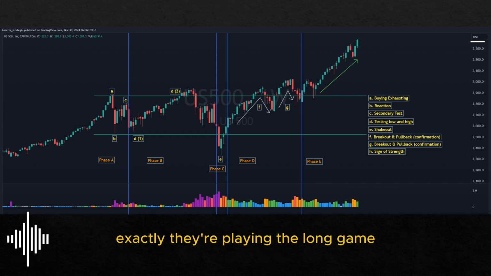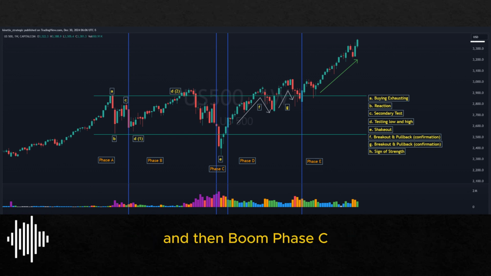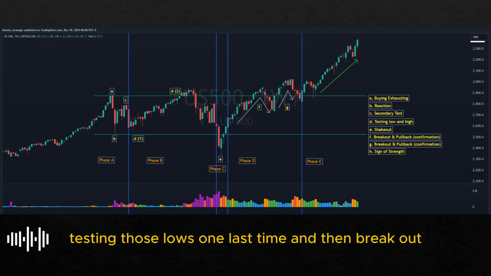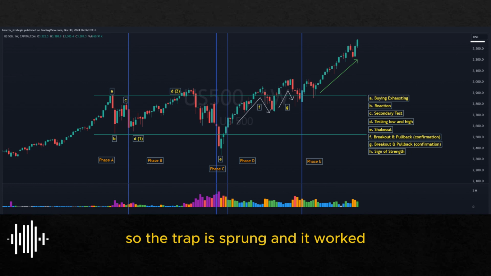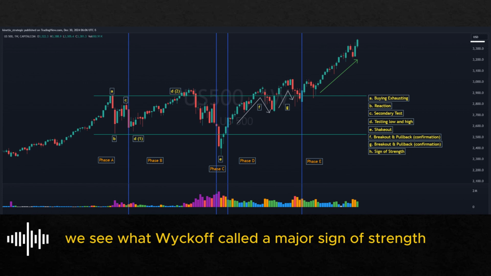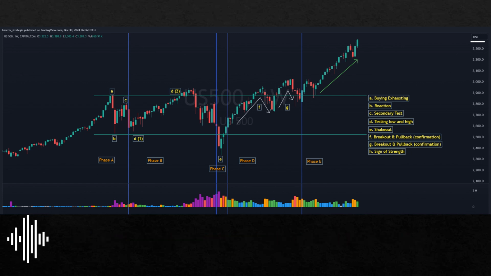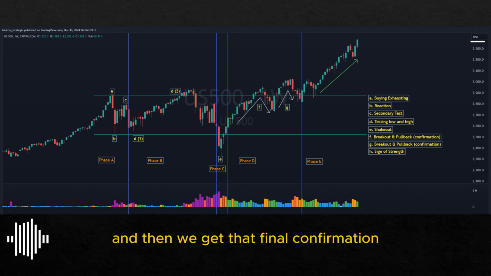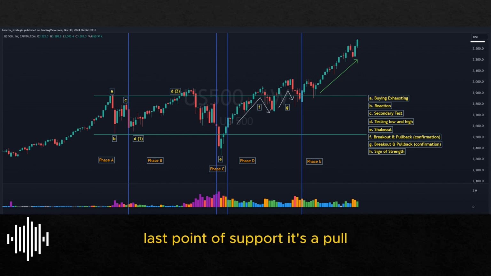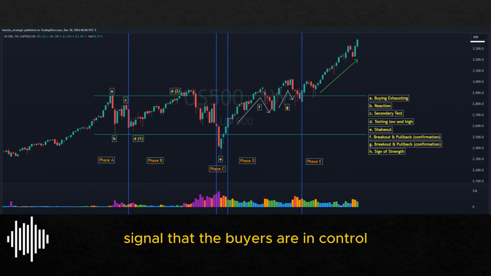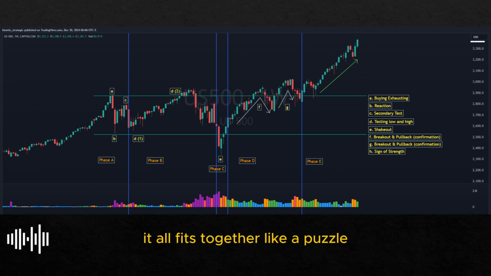Exactly. They're playing the long game, accumulating at a good price, and then boom, phase C. We see a shakeout, decent volume, testing those lows one last time, and then the breakout. So the trap is sprung. And it worked. The price broke out. We see what Wyckoff called a major sign of strength, as the price breaks out upwards really convincingly. And then we get that final confirmation with the last point of support. It's a pullback that tests that breakout level and it holds, signaling that the buyers are in control. It all fits together like a puzzle.